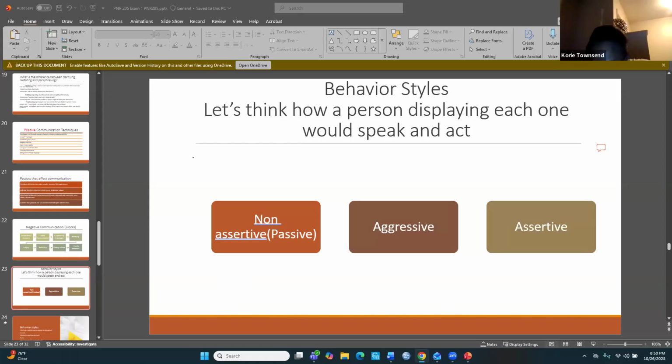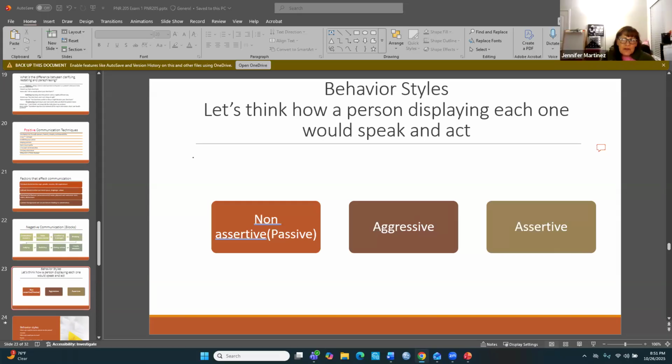And then your aggressive, right? I'm trying to think of the best way. It's not assertive, it's more violating the rights of others, right? It's more of an attack on a person.